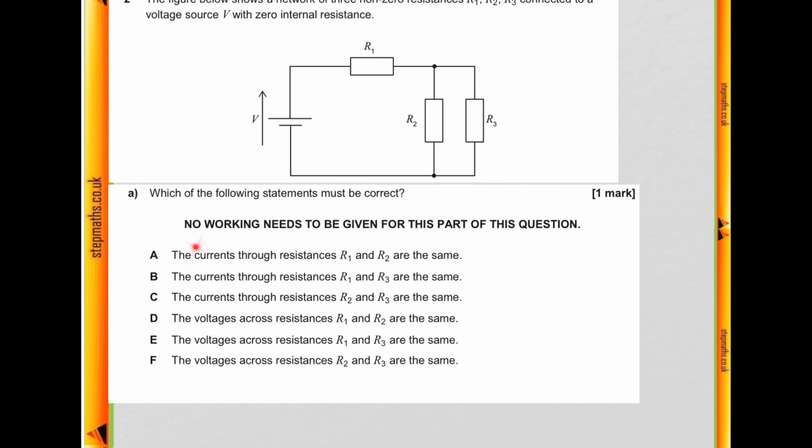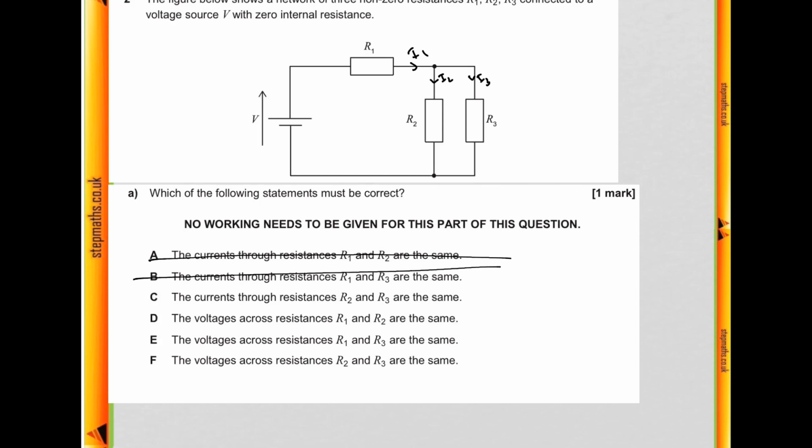So statement A, the current through resistance R1 and R2 are the same. This is obviously wrong, because if we have the current I1 here, then it's going to split into two different components, I2 and I3, such that the sum of I2 and I3 equals I1. Okay, the currents through resistors R1 and R3 are the same. By the same argument here, this is obviously wrong. So A is wrong, B is wrong.